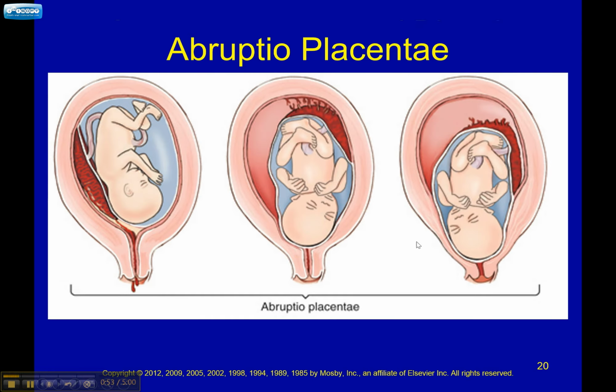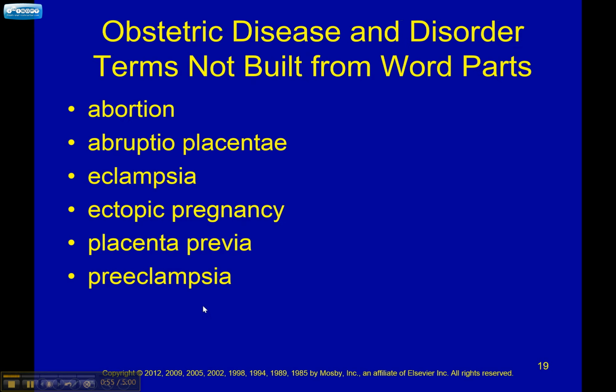So I wanted to talk to you a little bit more. Let's go back one slide. Okay, these are not built from word parts. Abortion, abruptio placentae, eclampsia, ectopic pregnancy, placenta previa, and preeclampsia.